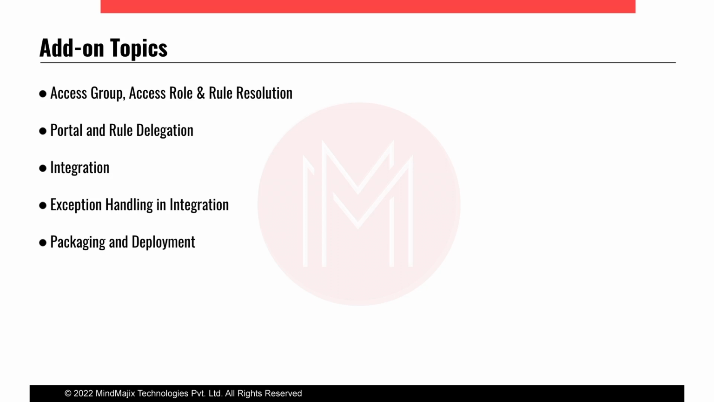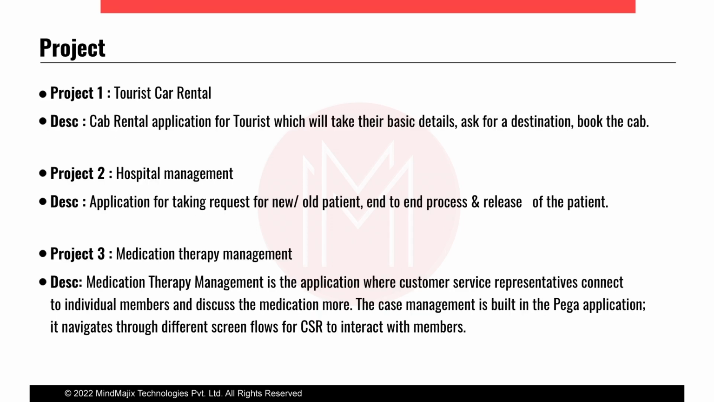Then packaging and deployment. Every technology has a feature for how you package the code to production, to staging, to the testing environment. Same in Pega, there are package rules, product rules. With the help of those rules, we mostly package the application to the higher environment or testing environment, whichever is feasible. As part of this particular training, we will cover three projects.